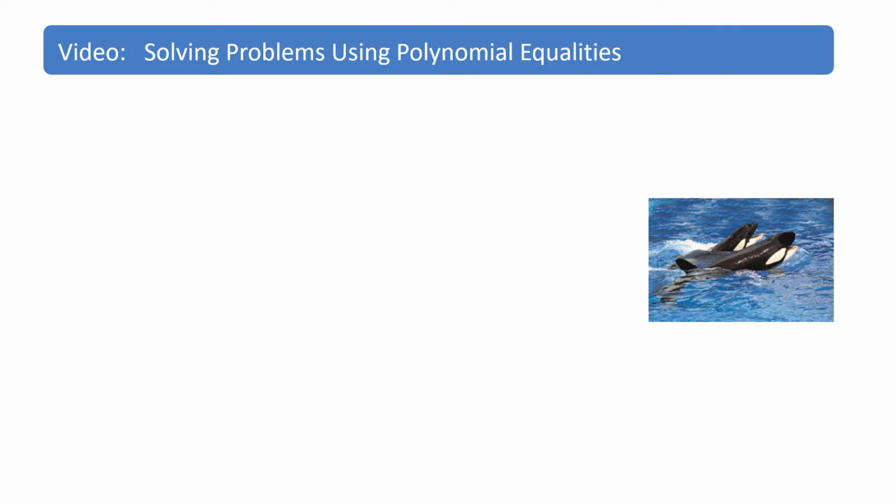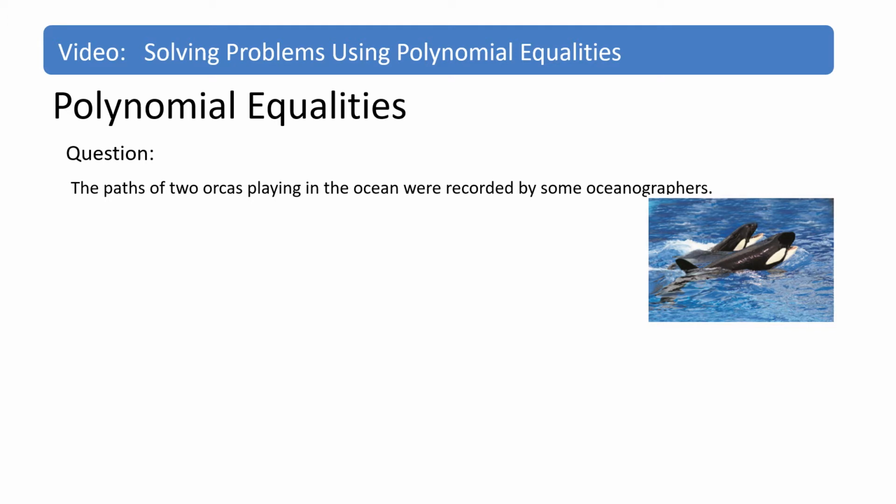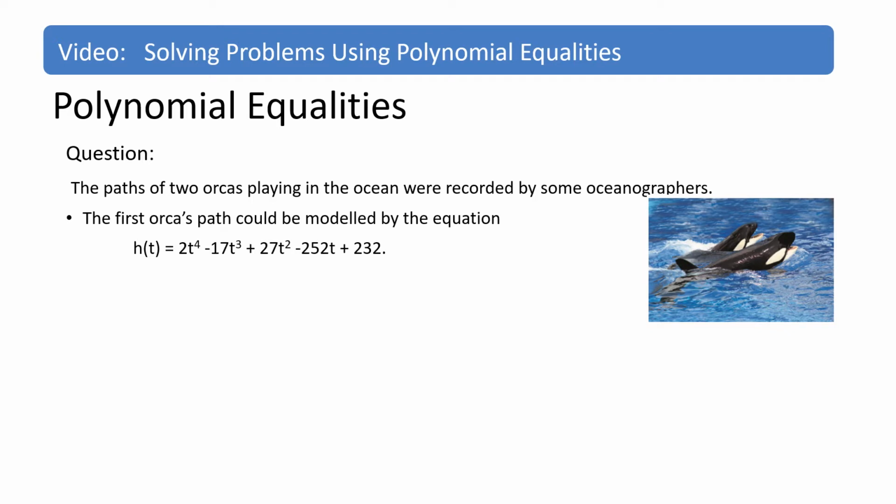Here we have two orca whales. The path of the two orcas playing in the ocean were recorded by some oceanographers. The first orca's path could be modeled by the equation h(t) = 2t^4 - 17t^3 + 27t^2 - 252t + 232.